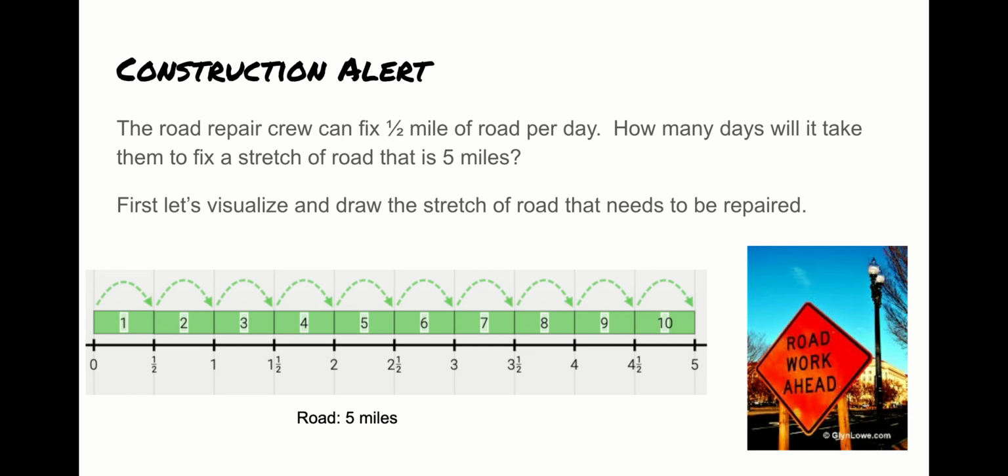So all we have to do is then take a look at our number line and count up how many jumps we made. So it takes us 10 jumps of 1/2 size to get to 5 miles. So we took our whole stretch of road, which is 5 miles, and divided it into 1/2 mile markers and counted up how many jumps there would be. So the answer to this is that it would take them 10 days to complete the road work.